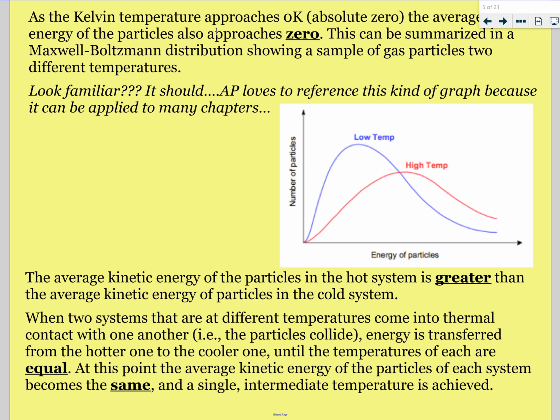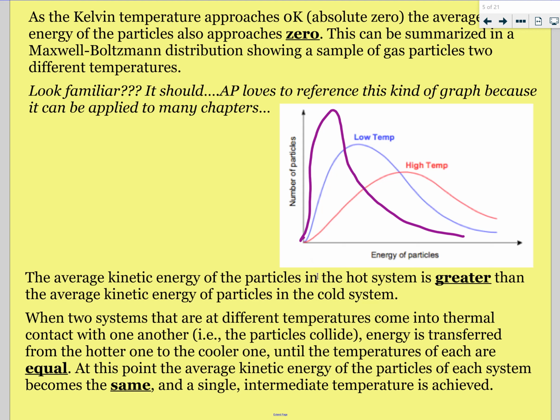As Kelvin temperature approaches zero, the average kinetic energy of the particles goes to zero. This is learned in gases. This can be summarized in the Maxwell-Boltzmann distribution that we saw before. As we get to higher temperatures, we see that the particles distribute out over a larger area and that this peak shifts to the right. And as we cool the particles, that peak gets higher and shifted to the left. But there's still always some particles not moving.